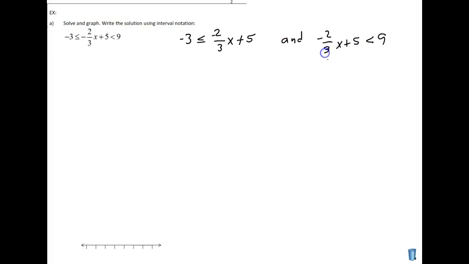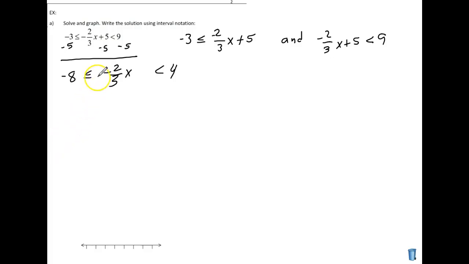Now this only works for "and" inequalities, but when you're dealing with this one, you can just solve it all at once. So I'm trying to get x by itself here. What do I need to do? I need to subtract 5, but when you do that, you need to subtract 5 across both inequalities. Okay, both, or else it doesn't work. This over here, negative 3 minus 5 is negative 8. Less than or equal to, leave your negative 2/3 here, negative 2/3 x, and then that's less than 4.